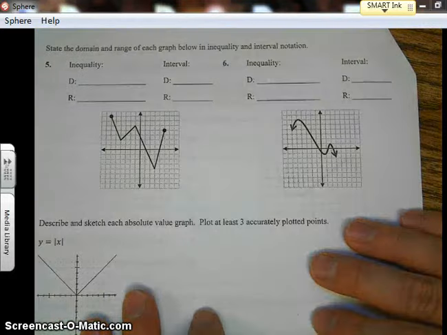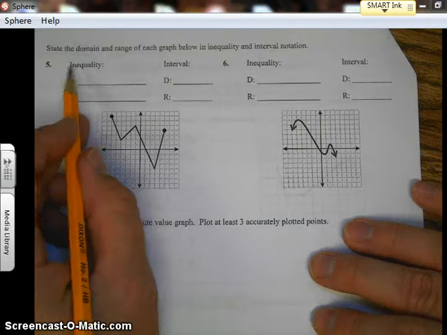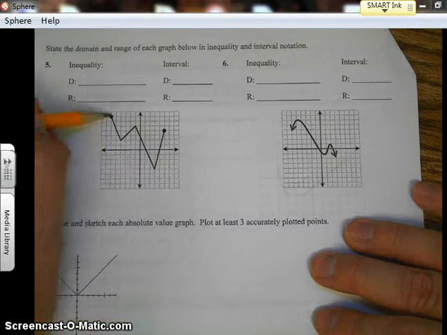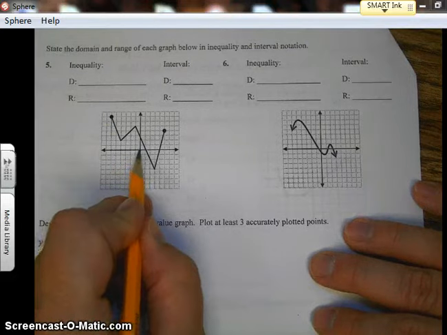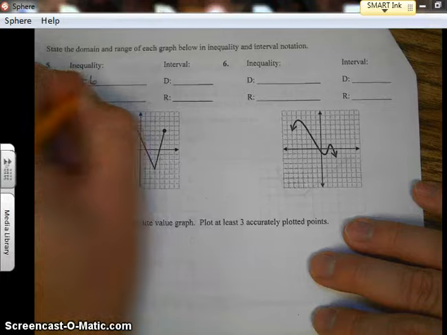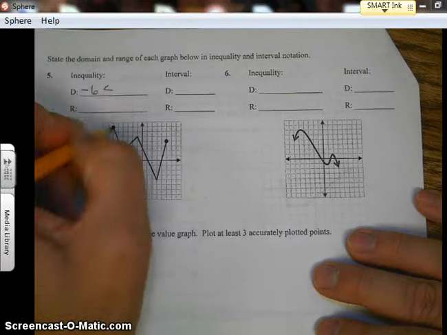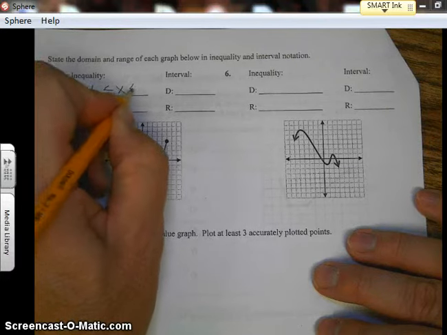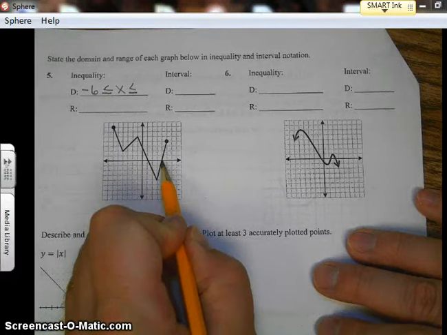Alright, doing the domain and range. Here we have inequality notation. Remember that domain goes from the left to the right. So my furthest left point is going to be 1, 2, 3, 4, 5, 6, -6. And the domain is going to be all numbers greater than or equal to -6 and less than or equal to 1, 2, 3, 4, 5.